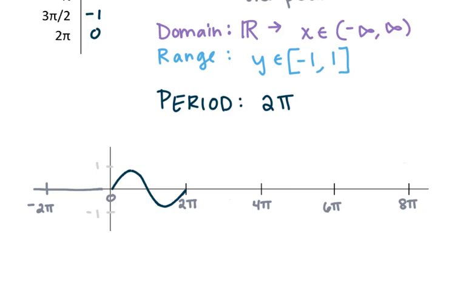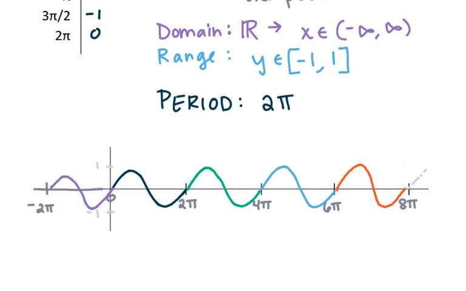So a second period of that, it's going to repeat itself. We're going to have that exact same curve between 2 pi and 4 pi, and the same curve between 4 pi and 6 pi, same curve between 6 pi and 8 pi. Of course, this doesn't end. It keeps going forever. It also is going to do that same pattern in the negative direction.